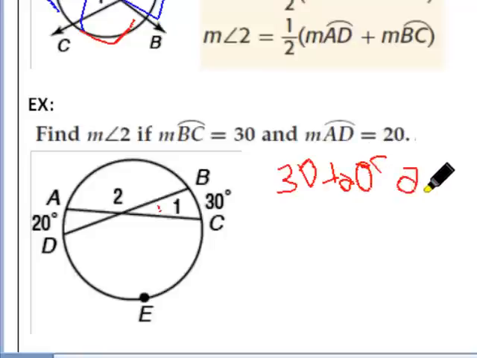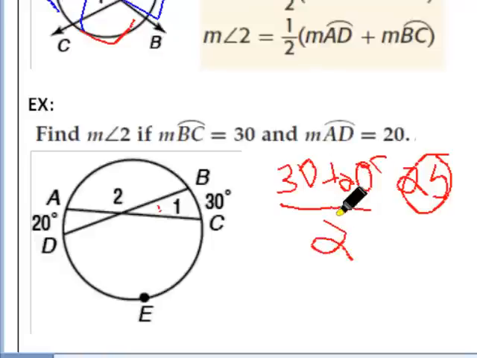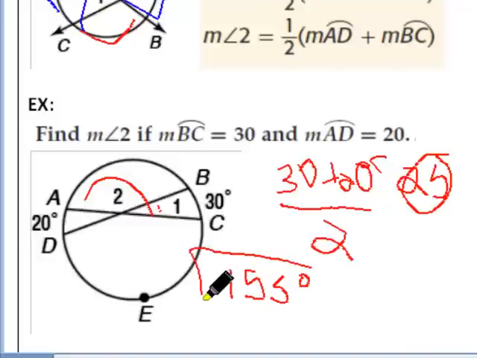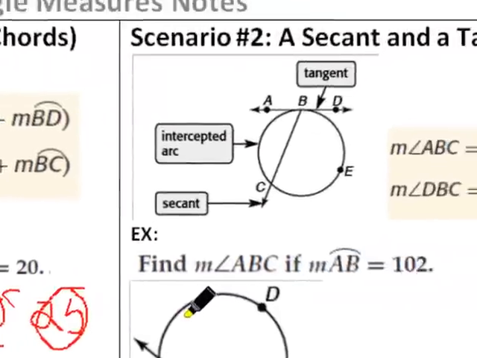Okay. And when I take an average, we know it always is going to be exactly in the middle. That's what an average does. Okay. So the average, 30 plus 20 divided by 2, would give me 25 degrees. So angle 1 is 25 degrees, and it's asking for angle 2. So to find angle 2, of course, then we have a linear pair. And so 180 minus that 25, my answer is 155 degrees. Okay? So that's what we do if they intersect inside my circle, but it's not the center. We find the average of the arcs.